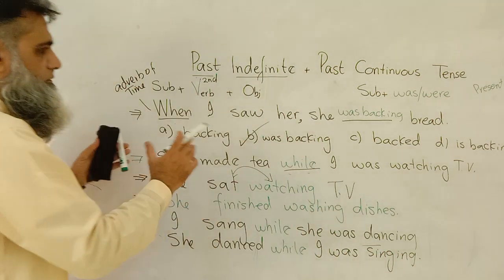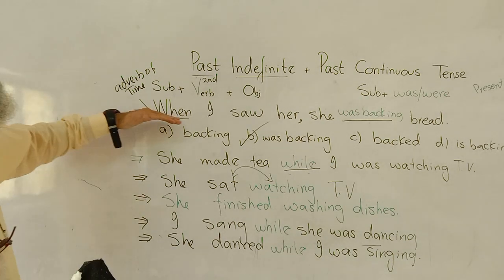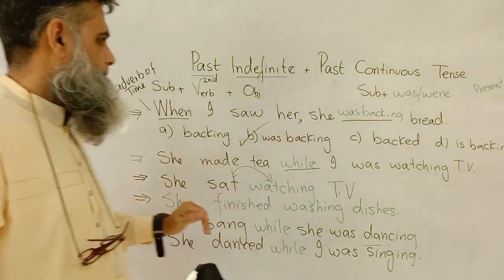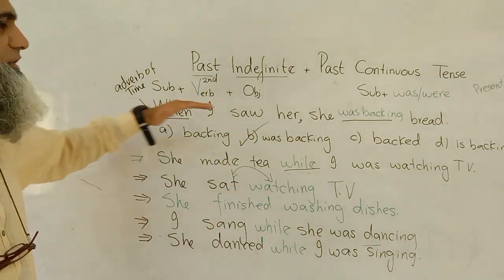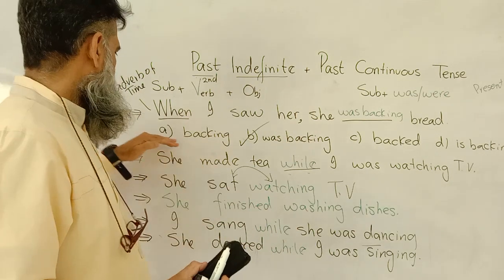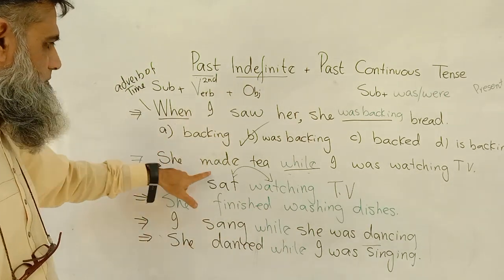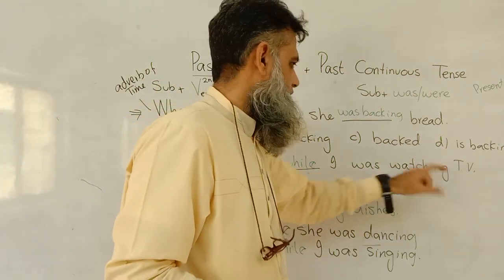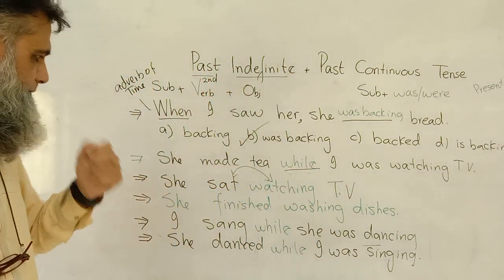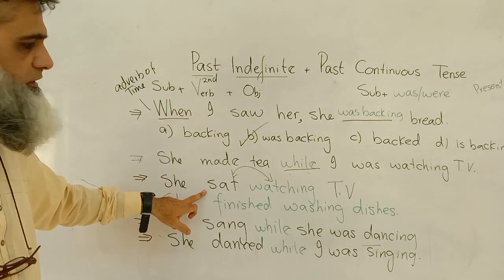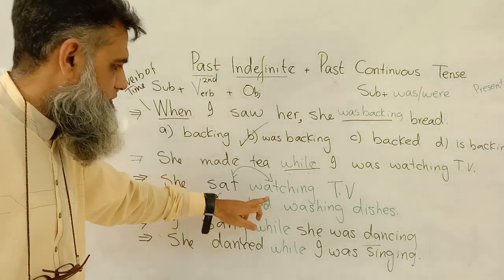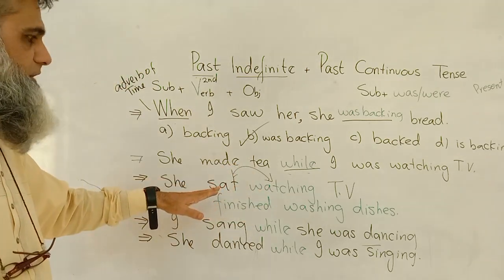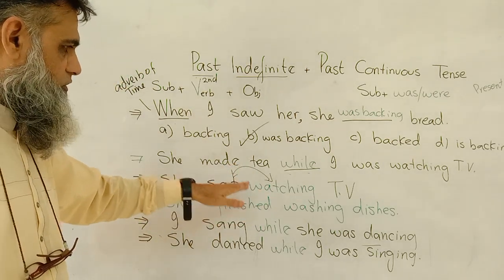Now these are some of the types. One continuous and one indefinite. When I saw her, she was baking bread. When we reached there, the sun was rising. She made tea while I was watching TV. She sat watching TV, she was sitting and also watching TV. So this is the object complement of the verb. I sat watching TV.